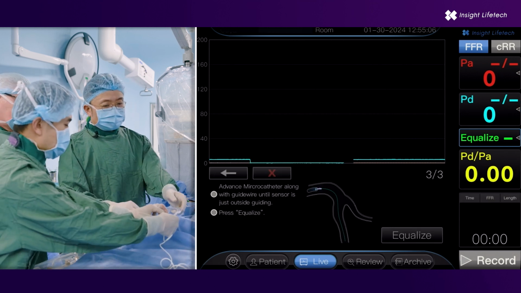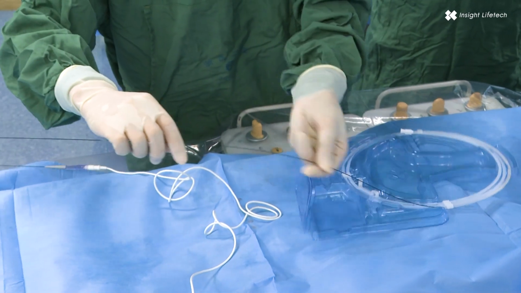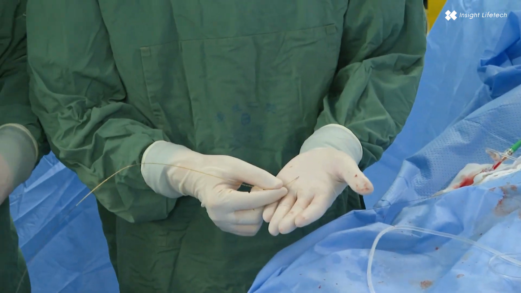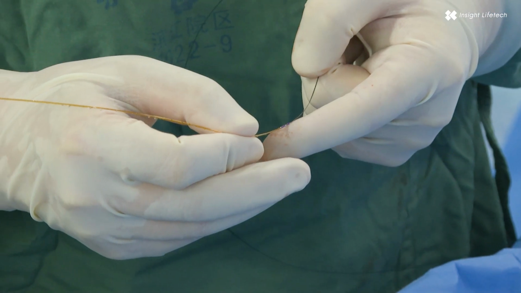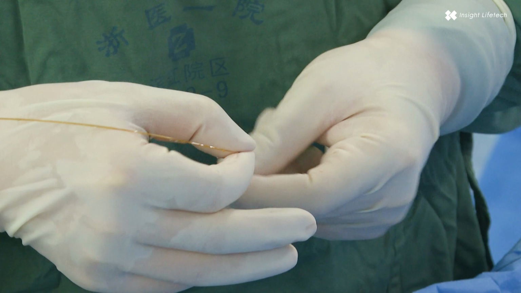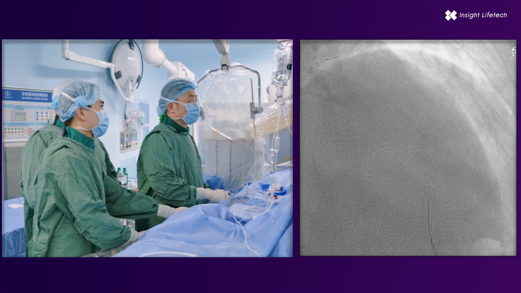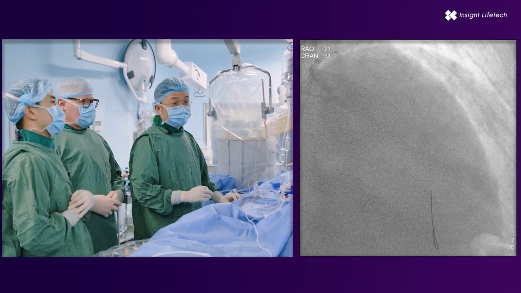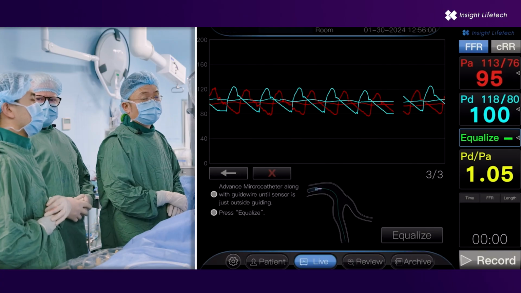Now zeroing of the pressure was done and the catheter is ready to be introduced. It is a long monorail system. Yes, a very tiny catheter, and a very good profile. 0.020 is a really low profile device. So there are two markers on the catheter. They have to be out of the guide. The proximal one is the pressure transducer, so we need to equalize.